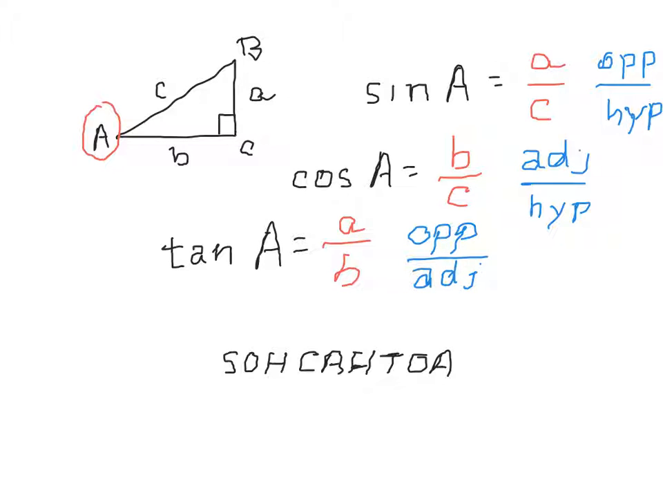All right, now if you break this up into 3-letter segments, you can see SOH is simply sine is equal to opposite over hypotenuse, SOH. Cosine is equal to adjacent over hypotenuse, CAH. And tangent is equal to opposite over adjacent, TOA. So this is an easy way to remember the 3 trig functions and what their ratios are equal to in a standard right triangle.